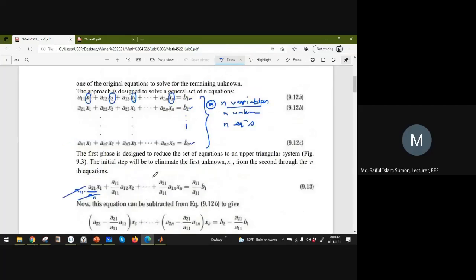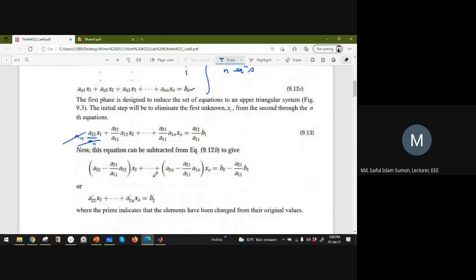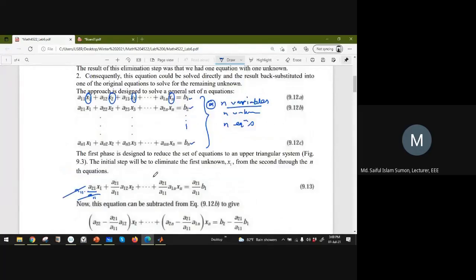Now, in the same way, at first, what do I need to do? In the first manipulation, I have to remove all the x1s from all the equations. There are n number of equations, but for each and every equation I will be removing x1. How? Suppose this is the equation number 9.12a, suppose this is equation number 1. Based on this equation, we will be removing all the x1s from the upcoming equations.